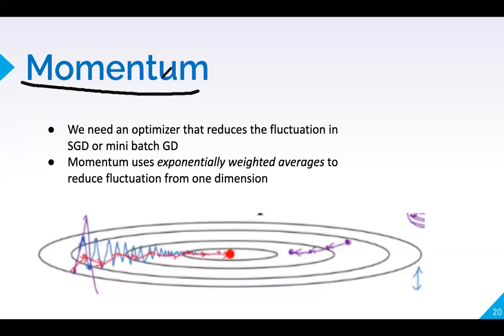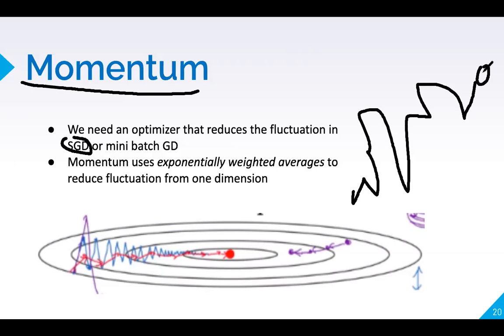The first is called momentum. People also refer to it as gradient descent with momentum. The reason for using these different optimizers is, let's say we were using stochastic gradient descent and we had all these random fluctuations before we got to the main point. We want to reduce all these random movements all over the place, and that's when momentum can come in handy.